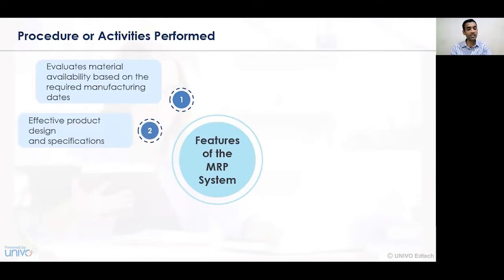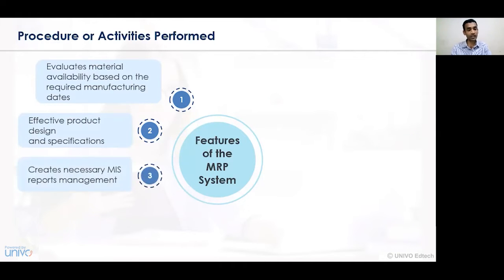The second feature is effective product design and specification. Whatever product design and specifications we have, it should be very effective, very creative, and attractive to people. When a customer looks at a certain product, that product must be of high quality, well designed, thoughtful, and it must also have various specifications implemented in the business organization. So effective product design and specification is essentially important. On that basis the product is created and accordingly the manufacturing activities are undertaken.